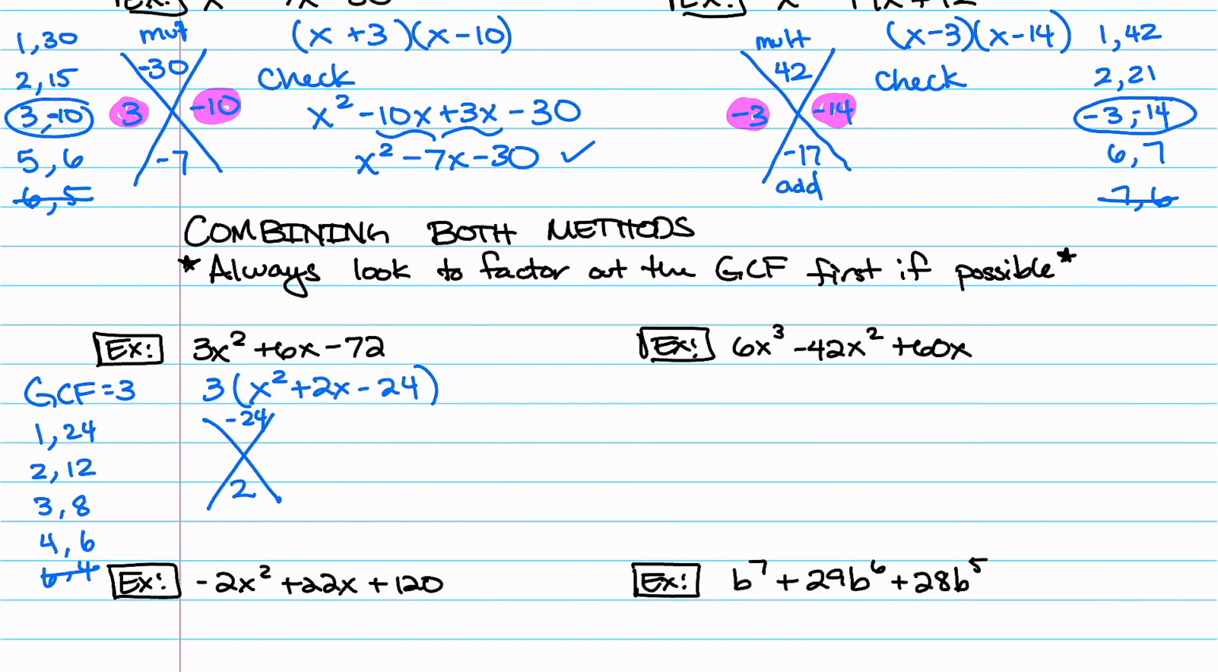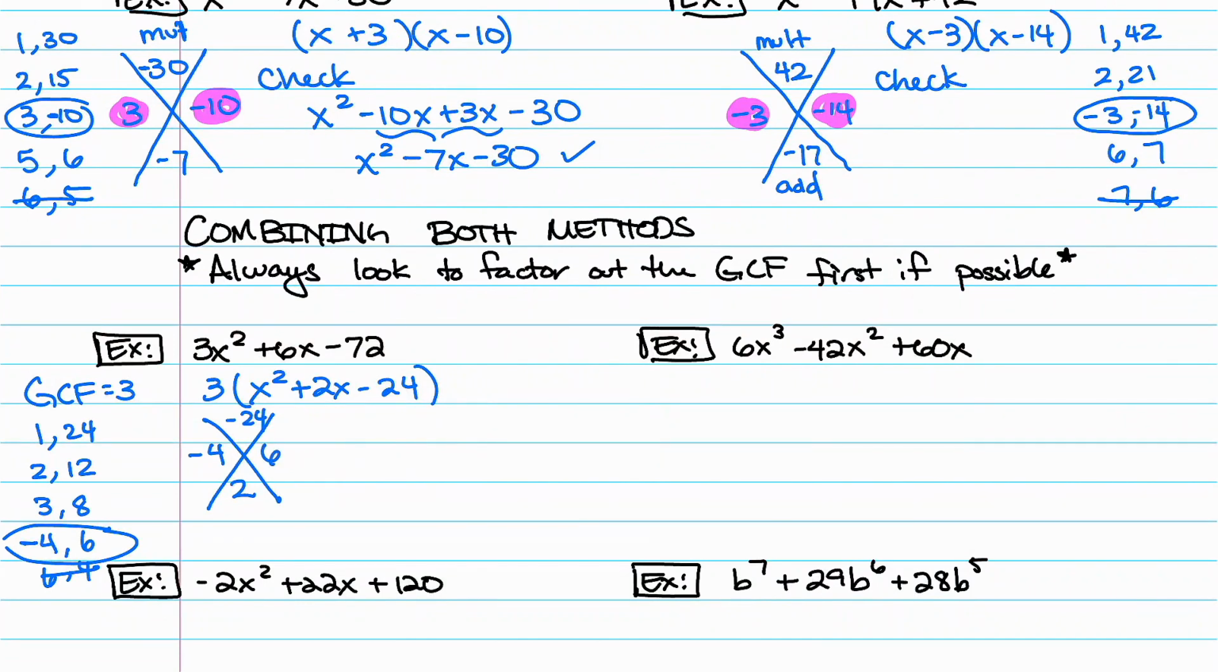All right, and which one of these combinations will also add up to 2? Well, 1 and 24 doesn't work, 2 and 12 doesn't work, 3 and 8, ooh, gets close, but no. 4 and 6 will work as long as I have a negative 4 and a positive 6. When I add those up, that will give me a positive 2. And when I multiply negative 4 times 6, that also gives me the negative 24. So that's exactly the combination I'm looking for, the negative 4 and the positive 6.